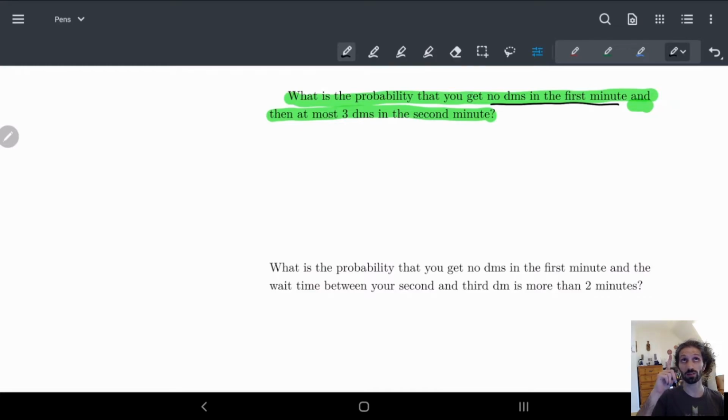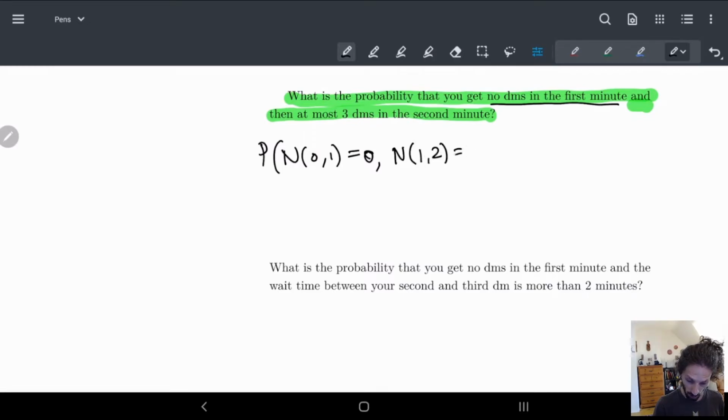This part is going to be Poisson, right? So this is saying in the interval N of 0, 1, we get 0 things. Then we get "and". Then we ask for at most 3 DMs in the second minute. So basically this is saying in the second interval, 1 to 2, I get at most 3 DMs. So less than or equal to 3.